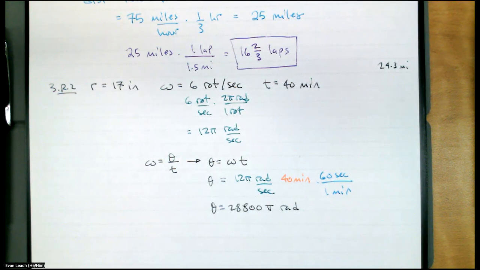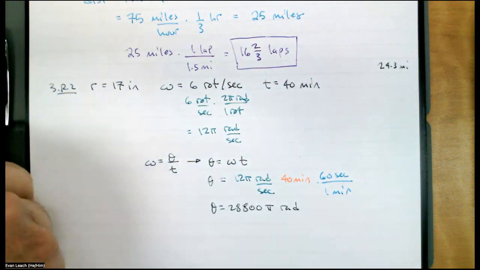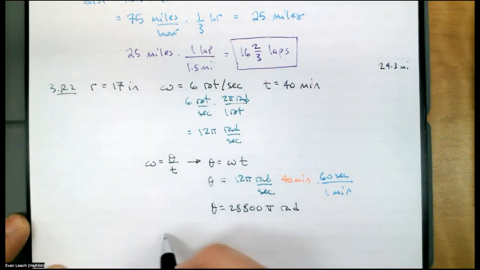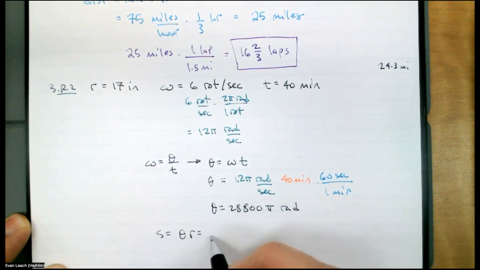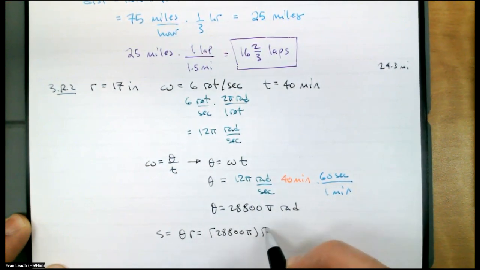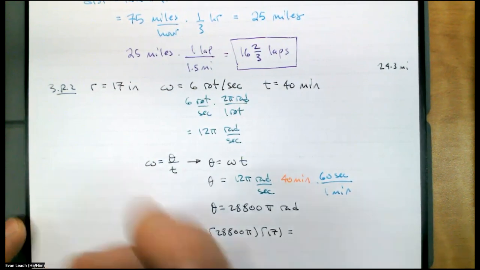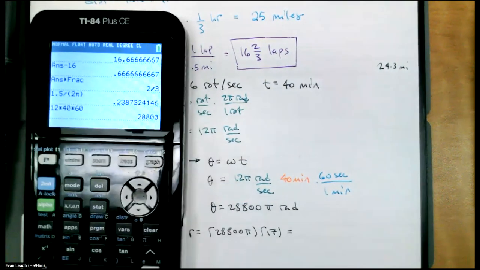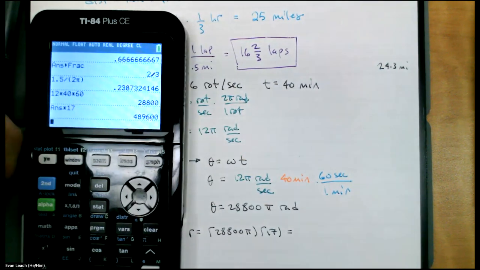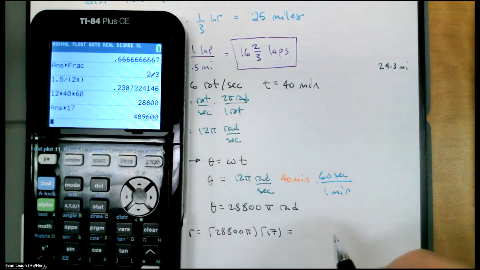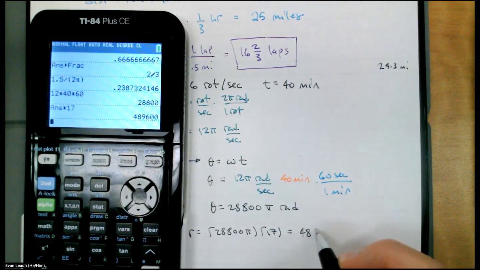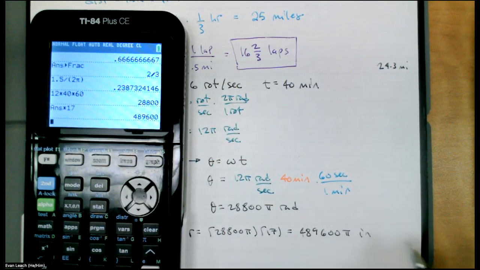Now that I have an angle, I can combine that with a radius to get a distance or an arc length. So S is theta times R. So theta is 28,800 pi times 17 as the radius. That's 489,600 pi inches.